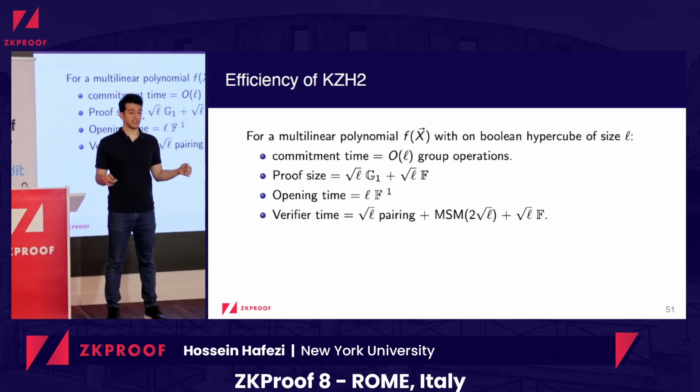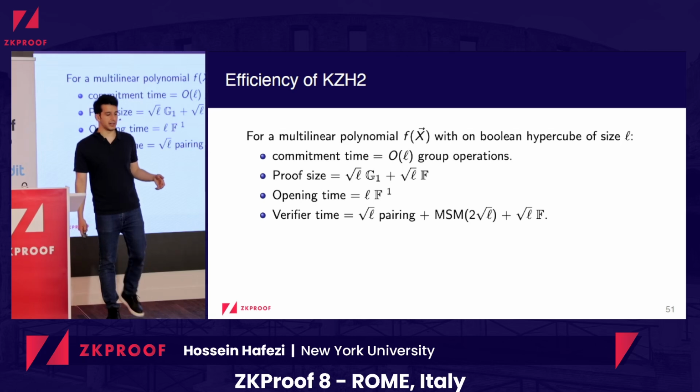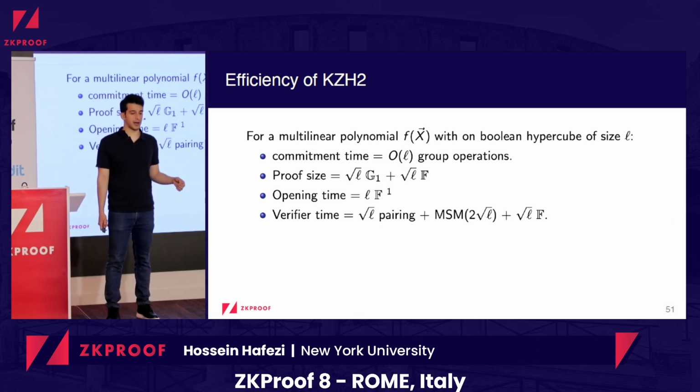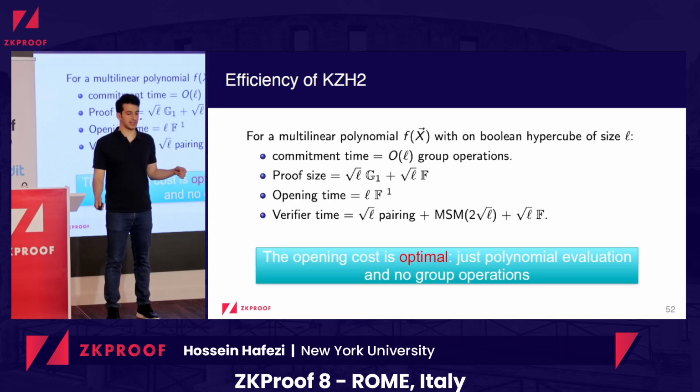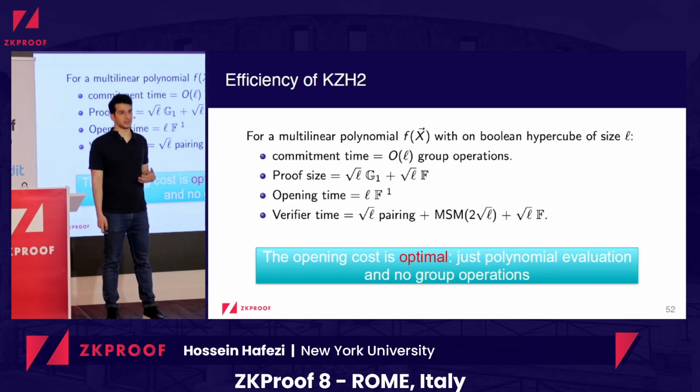And if you want to see the efficiency of KZH2 for a multilinear polynomial f on a Boolean hypercube of size L, the commitment time is basically 2 MSMs on the polynomial. Proof size and verifier time are both square root, and opening happens to be linear field operations. And I want to emphasize that it's basically optimal, meaning that you're just doing polynomial evaluation and there are no group operations. Which makes it perfect if you really want to commit to a polynomial once and open it at many points.